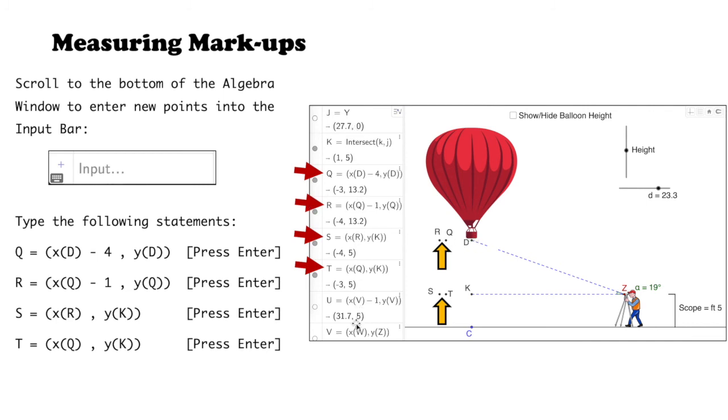So in your Algebra panel, scroll to the bottom, find the input bar, type Q equals x of D minus 4, comma, y of D. So that will give us a point 4 units to the left of D, but with the same y coordinate as D. Then point R, we're going to use Q as its reference, so it'll be the same x coordinate as Q minus 1 with the same y coordinate as Q, so they are horizontally level. Point S will be vertically below point R, so we're going to use the same x coordinate as R, so it's x of R, comma, y of K, because we want it to be the same height as K. And then point T will have the same x coordinate as Q, the same y coordinate as K. Press enter, and we have these 4 points.